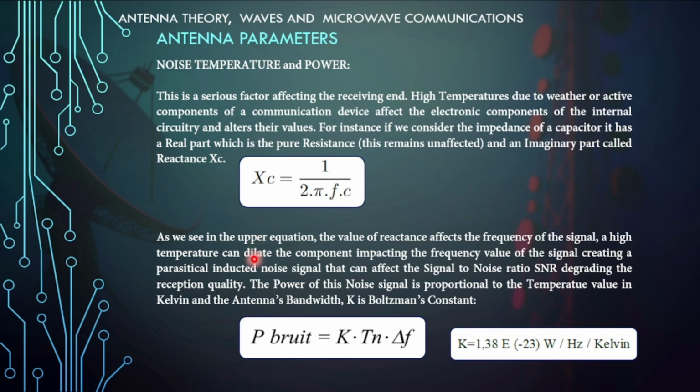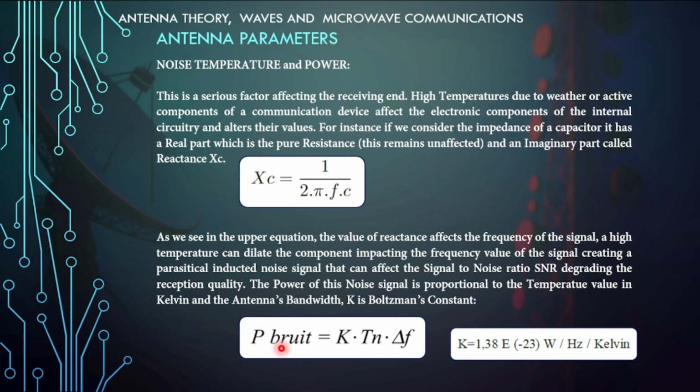Now, not only that, this will lead to a noise signal that can affect the signal to noise ratio, SNR, degrading the reception quality. The power of such noise signal induced by a high temperature, by a heating of the receiving electronic components and device within the receiver, is equal to K times Tn times delta F, in W. P is the power of the noisy signal. Okay, Berwi means noise, by the way.